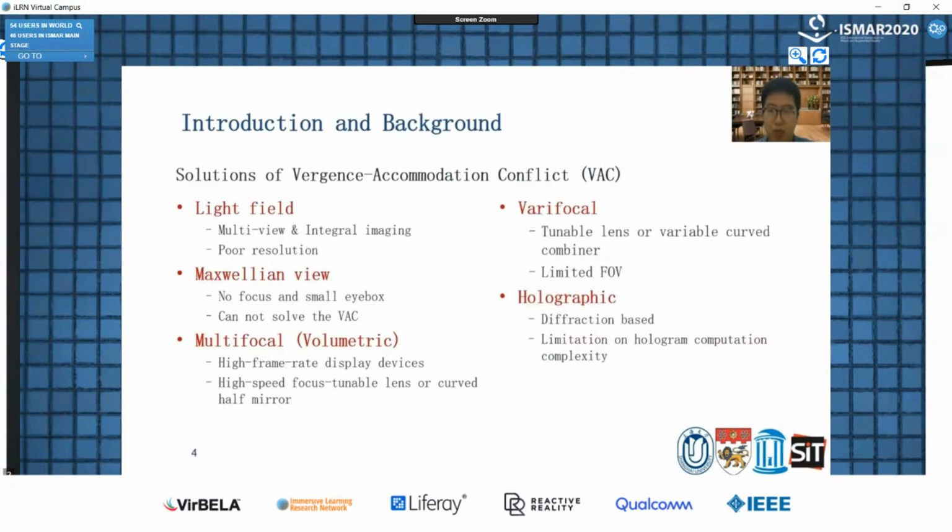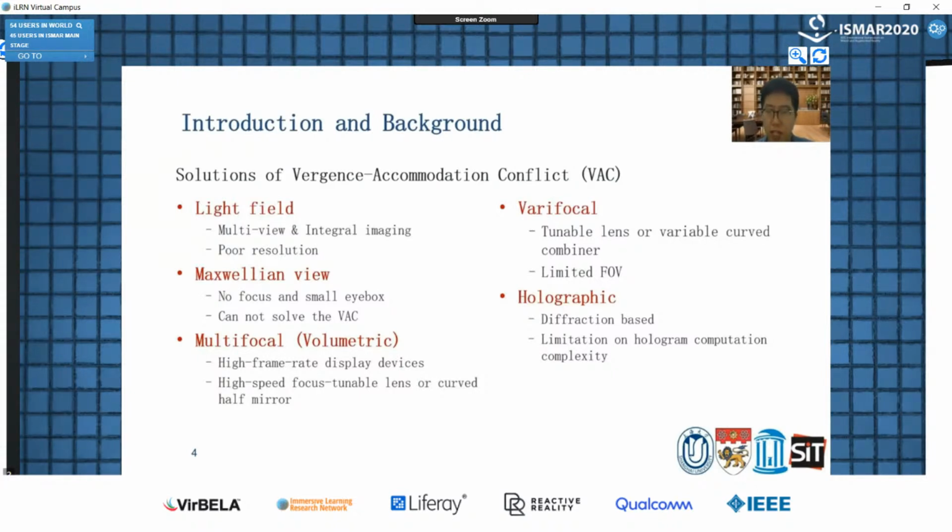To solve the vergence-accommodation conflict, many methods were proposed, such as light field, maxwellian view, multifocal, varifocal, and holographic. All of these methods have their own drawbacks or trade-offs in principle. Light field, including multi-view and integral imaging near-eye displays, always have poor resolution due to the trade-off between spatial and angular resolution. Maxwellian view near-eye display, similar to the pinhole model, has no focus and a small eyebox, which can only alleviate but not solve the VAC issue.